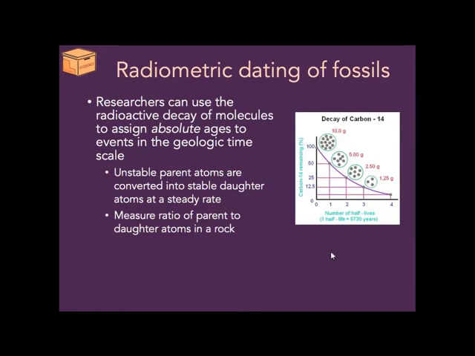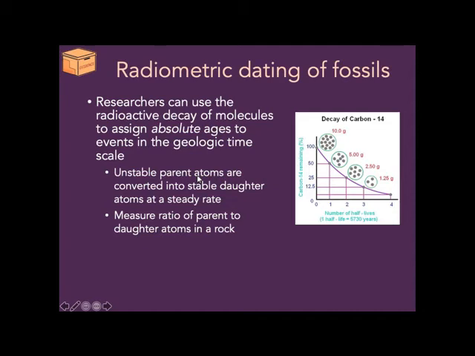Well, we can use the radioactive decay of molecules to assign an absolute age to events in the geological time scale. What we mean by absolute age is, if we look at the layers, we can determine the relative age of each thing compared to each other, but absolute just gives us a particular number of years old something is.